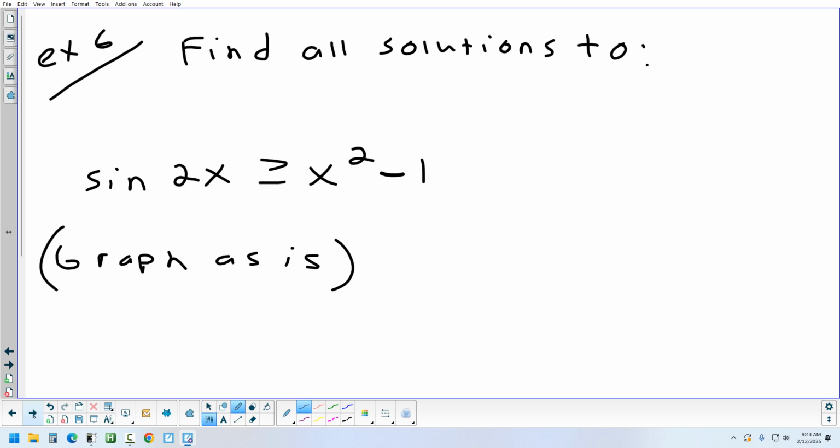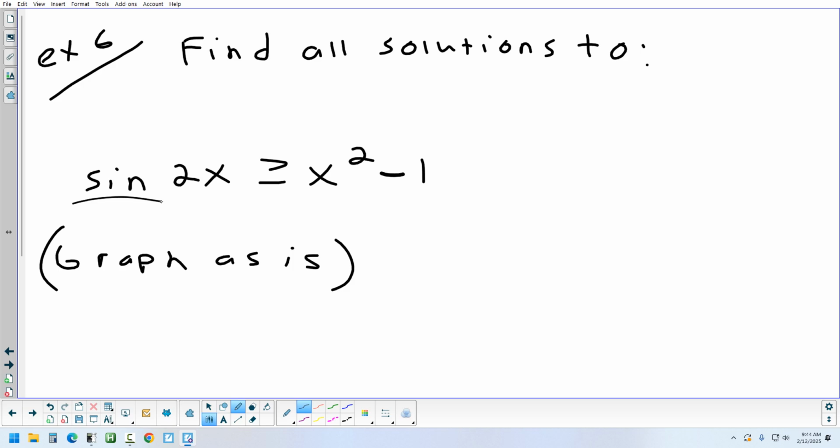Let's try this one. Right, and I want to graph it the way it is. So I don't want to get it equal to 0. I'm just going to put it in like that. What kind of term is on the left? What do we call it? I mean, it's a trig term, but there's another name for it. Yep. Periodic. This term is periodic.